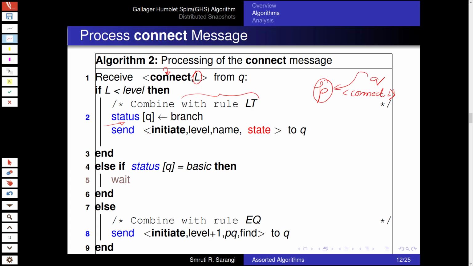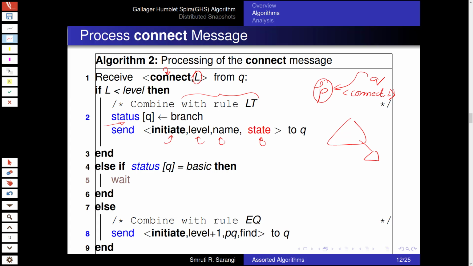Right? And then I will send an initiate message to the smaller fragment. This is a large fragment. I'll send an initiate message to the smaller fragment, saying that, look, I have accepted your connect message. As of now, you are initiated. This is your new level. This is your new name. This is your new state. And the state is whatever is my state.